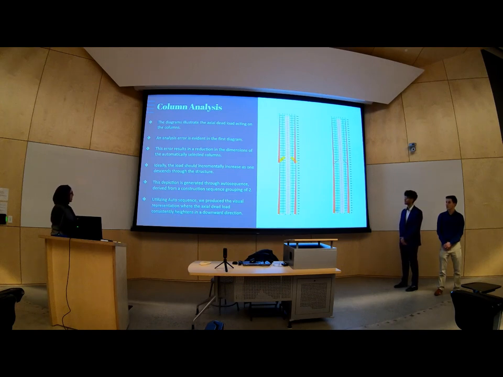Ideally, the load should incrementally increase as one descends through the structure, and this depiction is generated through auto sequence derived from a construction sequence grouping of 2, which is how we got our axial dead load second diagram. And utilizing auto sequence, we produce the visual representation where the axial load consistently heightens in a downward direction.